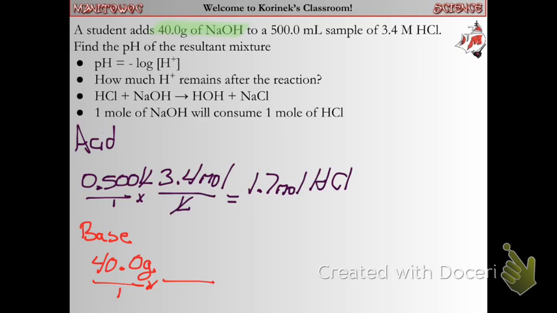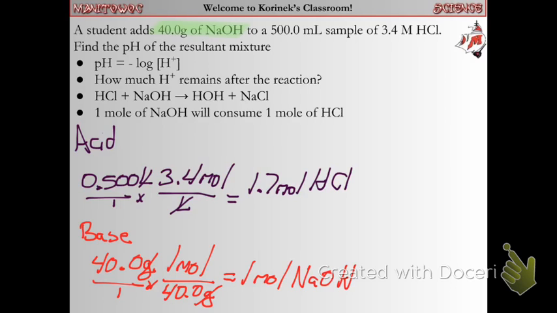Well, this is where your periodic table comes into play. The molar mass of sodium hydroxide is about 40 grams per mole. So if we rotate that, that's 1 mole per 40 grams. The grams cancel out. And in this mixture, I have 1 mole of the base, or sodium hydroxide.